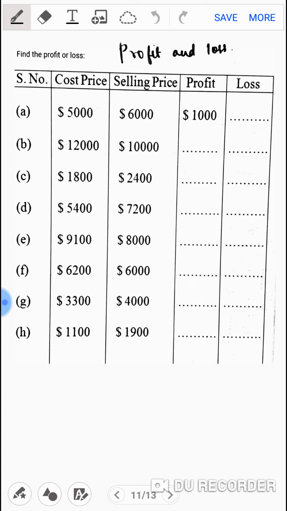My dear kids, when we study profit and loss, you have to understand four terms: cost price, selling price, profit, and loss. What is cost price? When we buy a certain article, the price we pay for that article is known as its CP, its cost price. And the price which is received for selling that article is known as its selling price.